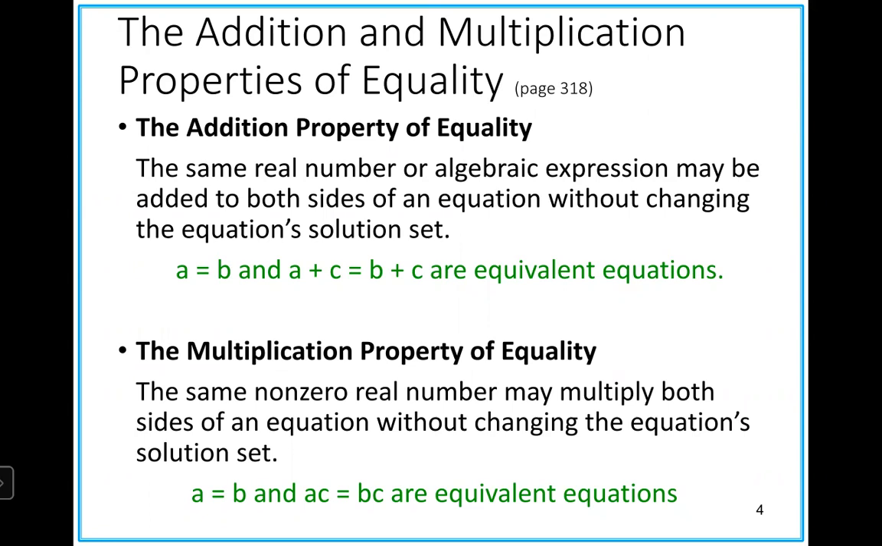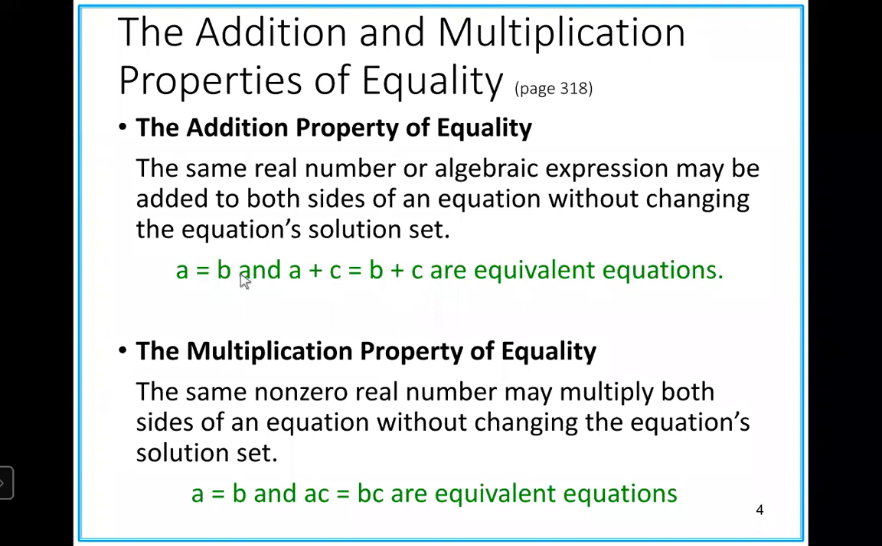It says the same real number or algebraic expression may be added to both sides of an equation without changing the equation's solution set. So you see here where it says A equals B and A plus C equals B plus C are equivalent. All they did here is start with A equals B, and now we just add C to A and we add C to B.